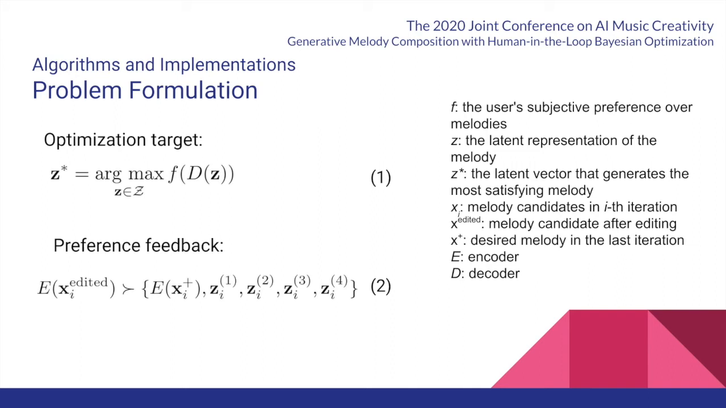The goal here is to solve this optimization problem by iteratively presenting candidate solutions to the user and asking them to choose the preferred one. So in Formula 2, when the user edits the melody selected, it means that its latent vector is preferred over the latent vector on the right hand.